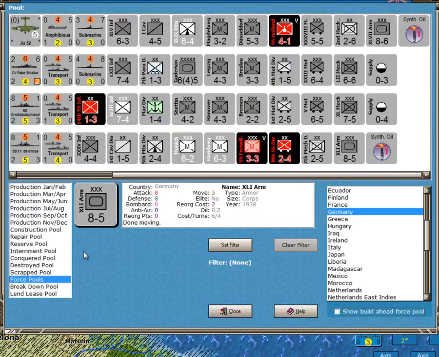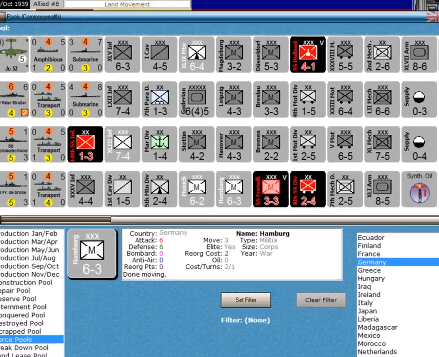So this pools form shows you all the off-map pools, what's coming in on the various turns throughout the year, what's currently sitting in the construction pool available for building, repair pool, the reserve pool, and so on. It's used a lot during the game in order to stay current with where things are and what's likely to happen in the near future.